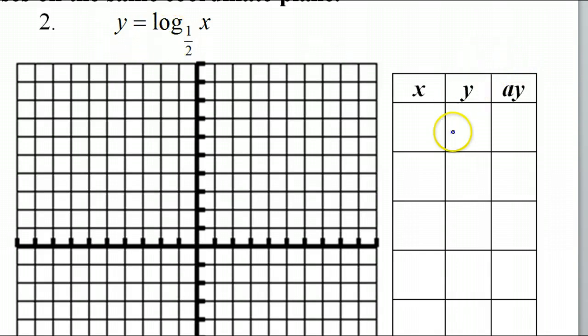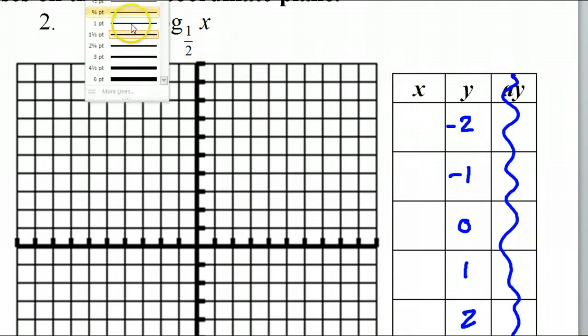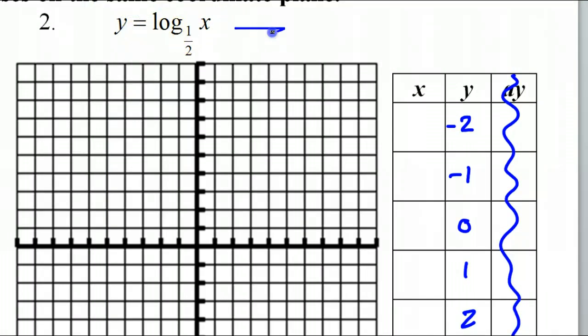Okay, because this is a log function, we will start with the y values: -2, -1, 0, 1, and 2. There is no a value still, so we can forget about this column. Now, to get the x values, it would be helpful to rewrite this in exponent form. Start with the base. The base is 1/2. Reversing the sides of the x and the y, I will have x equals 1/2 to the y power. So that's what I'm going to use to get these.